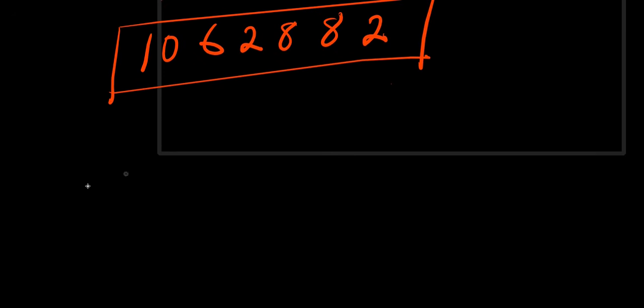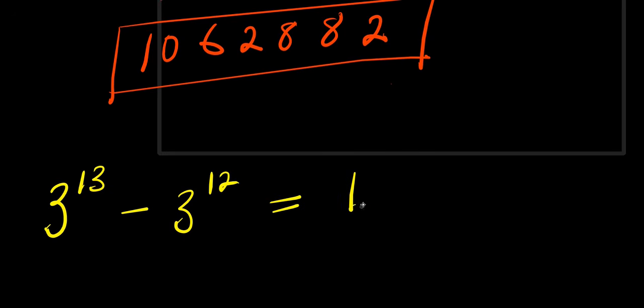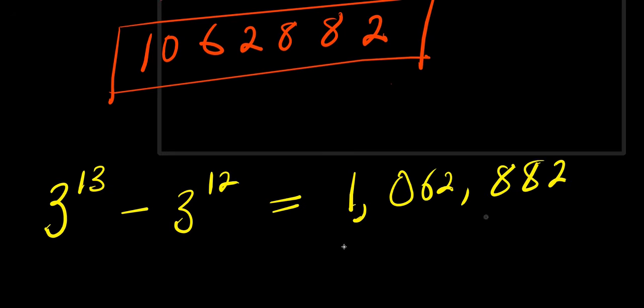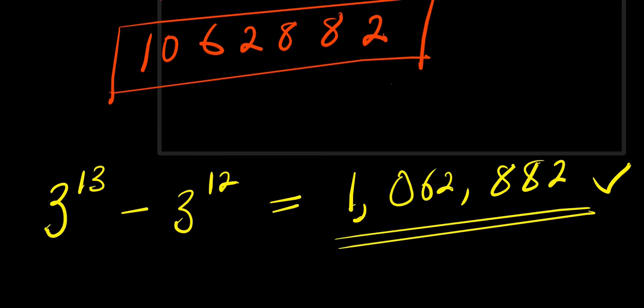So, our answer for 3 power 13 minus 3 power 12 equals, this is 1 million, then we have 62,000. Then we have 882. And we have achieved this without the use of calculator.